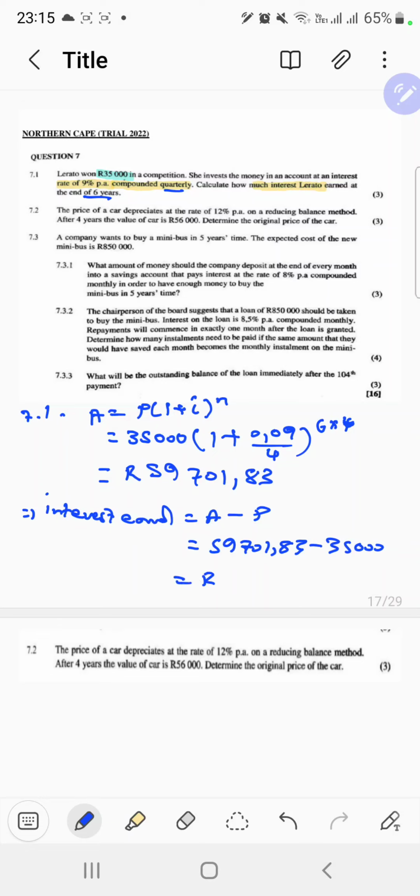This tells us that she earned an interest of R24,701.83. Okay, that's quite a lot, but think about it. 6 years, you only got 24,000, not even double the amount.